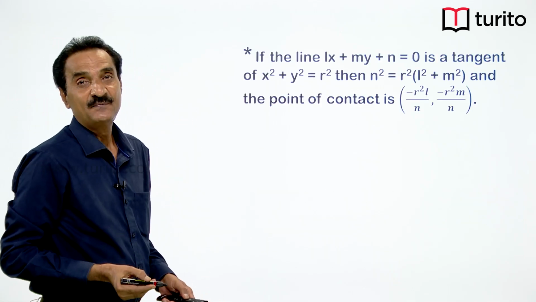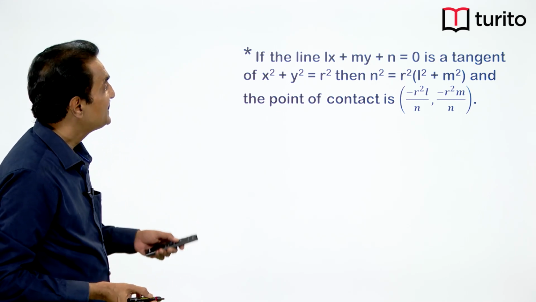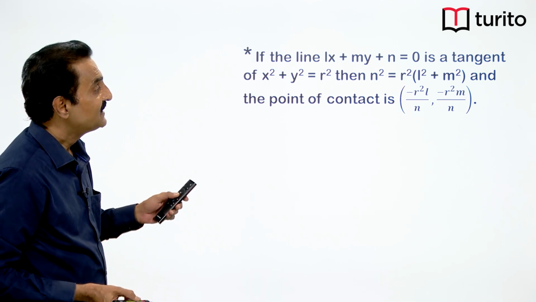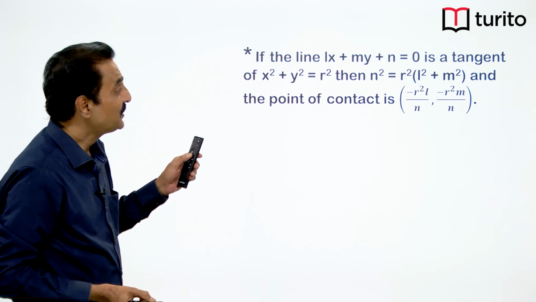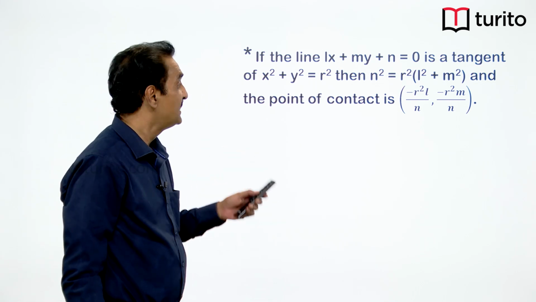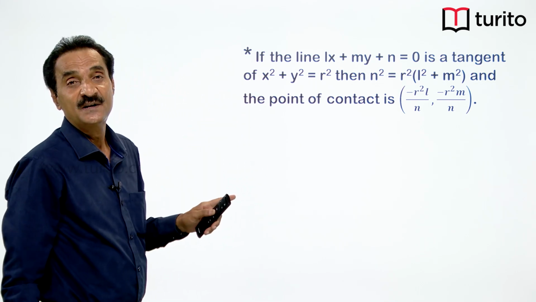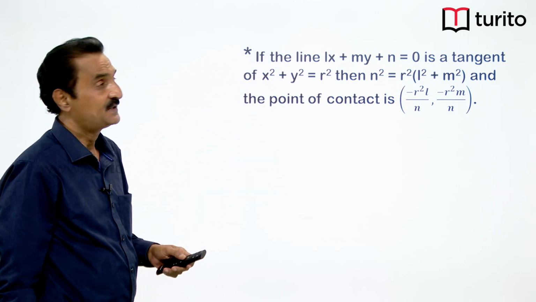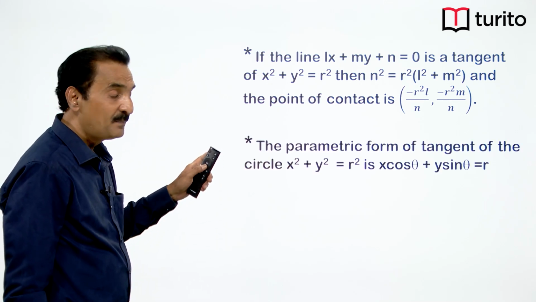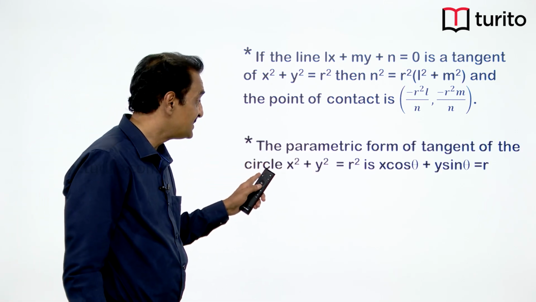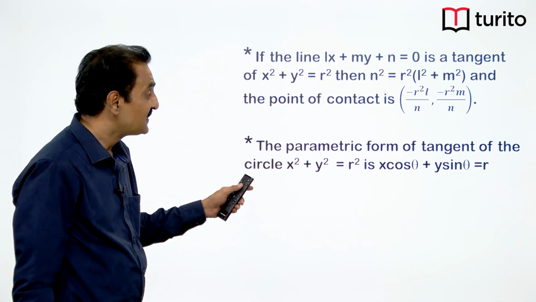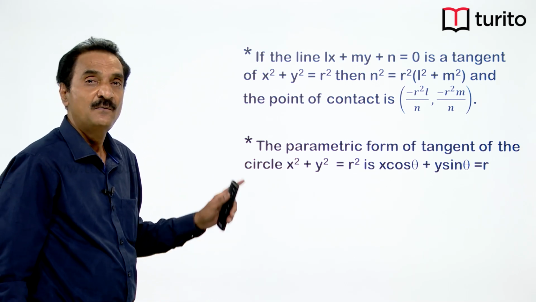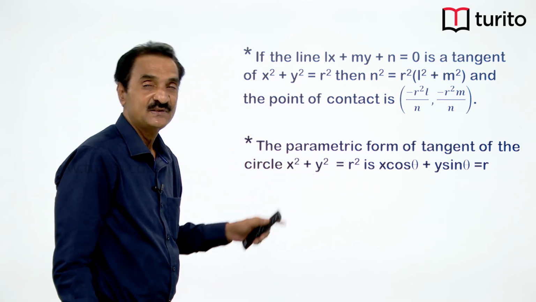if the line lx plus my plus n is equal to 0 is a tangent to the circle x square plus y square is equal to r square, then the condition is n square is equal to r square into (l square plus m square), and the corresponding point of contact is (minus r square l by n, minus r square m by n). Next, the parametric form of the tangent of the circle x square plus y square is equal to r square is x cos theta plus y sin theta is equal to r. For any value of theta, this line is a tangent to this circle.